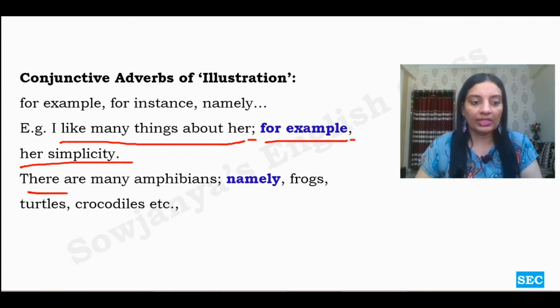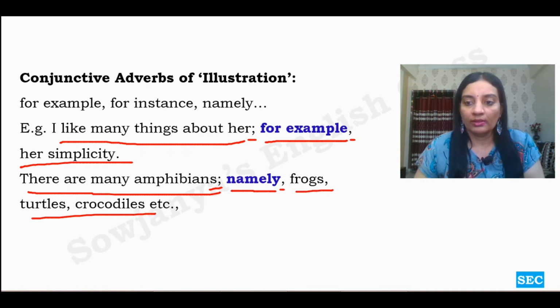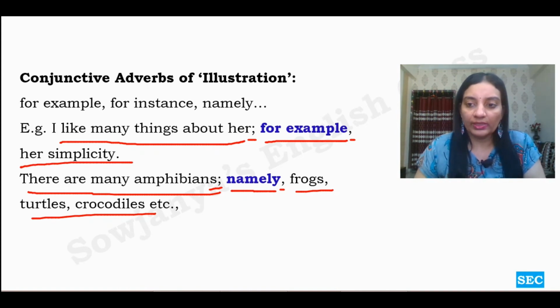There are many amphibians, animals that can live both on land and in water. After this clause, you have placed a semicolon. Then comes our conjunctive adverb namely, followed by a comma, and then comes our list over here: frogs, turtles, crocodiles. It happens with only conjunctive adverbs of illustration. So after you start your example, it is not followed by another clause. Either it is followed by a phrase or a list of nouns.